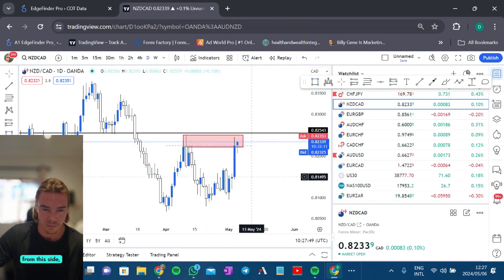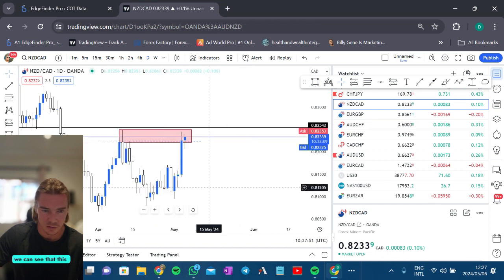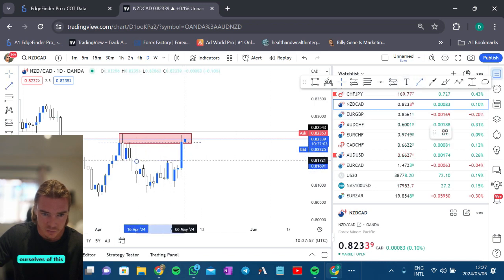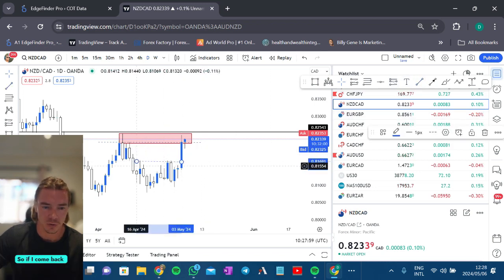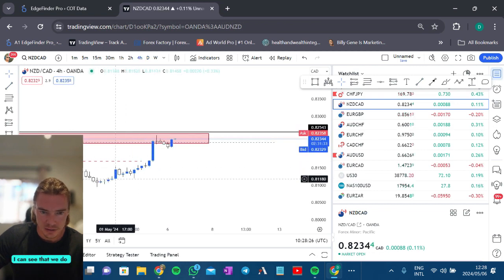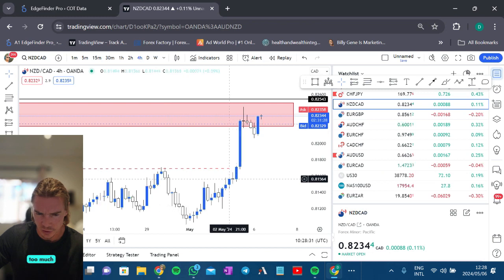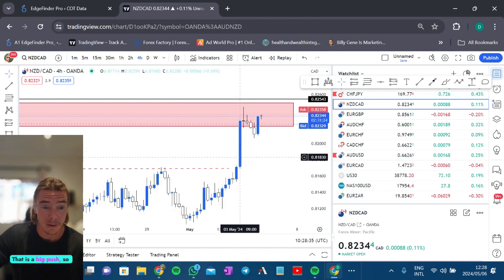And if we look at it from this side, we can see that this here is a good break of structure at the bottom, and we just need to make sure that we remind ourselves of this on a higher time frame. So if I come back down here, I can see that we do have an engulfing candle. I don't really like it too much because that's not too powerful, but this is very significant, guys. That is a big push.